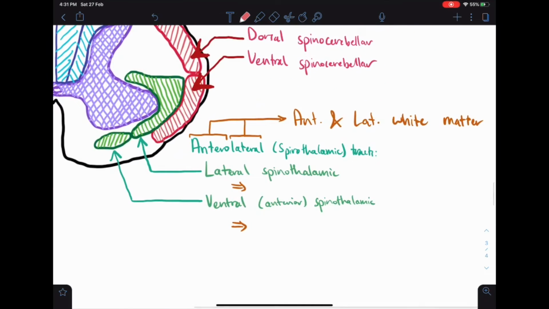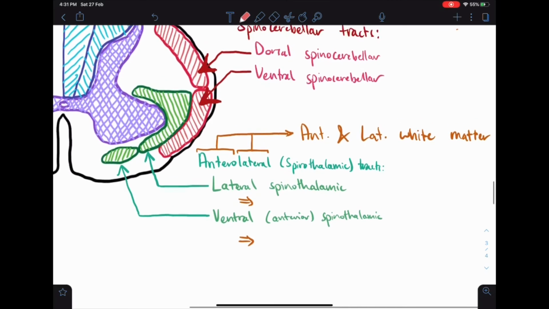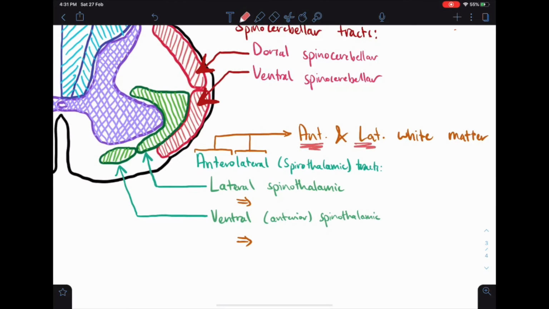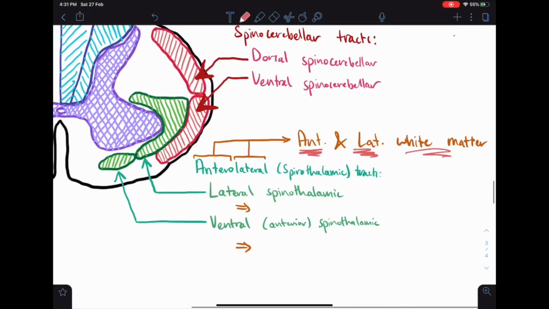Finally, we have the third tract, which is the anterolateral or spinothalamic tract. Now, from the anterolateral, you can find out that it has two subdivisions. Again, the first one is anterior or ventral, and the second one is posterior or, sorry, lateral. So it has anterior and lateral subdivisions that are found in the white matter. Now, the difference here compared to the other tracts is that the other tracts carry the same kind of sensation. However, for the spinothalamic or anterolateral, you have different sensations that are carried.